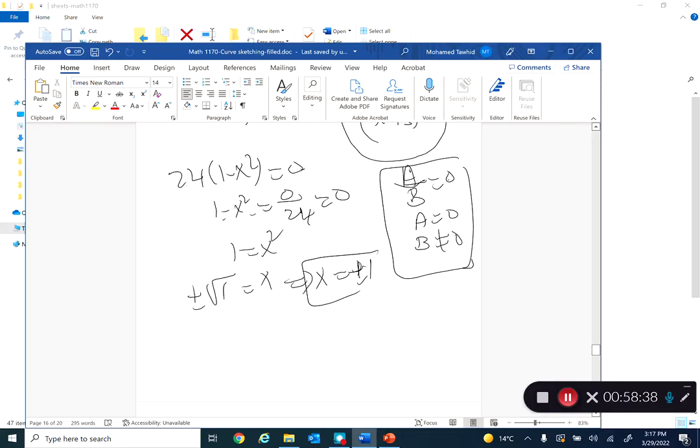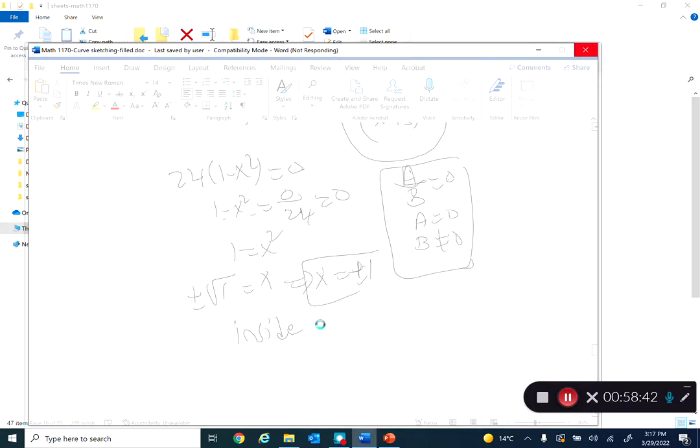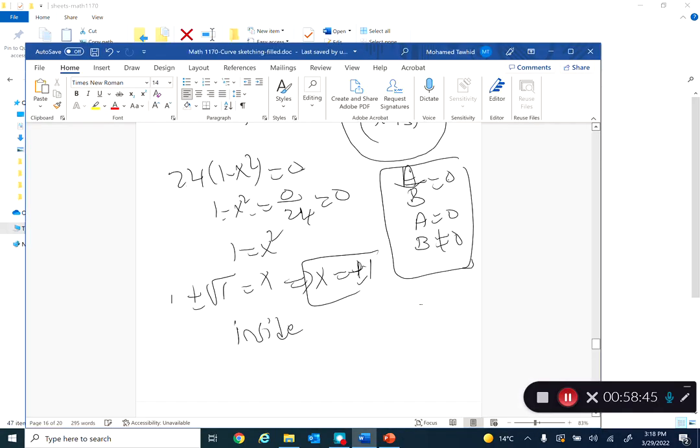So is this inside the domain? Yes, inside the domain. What is the domain here, guys? The domain here is all real numbers for this example, from minus infinity to plus infinity, right? So yes, inside the domain.